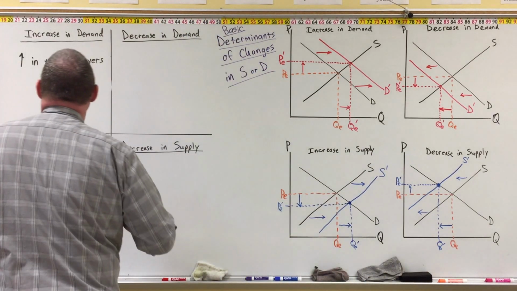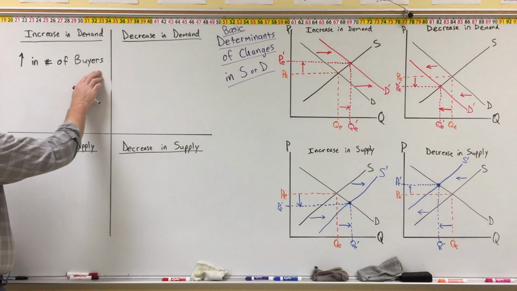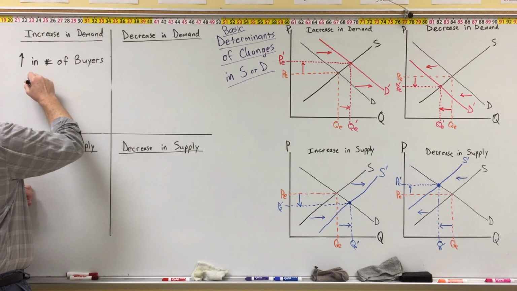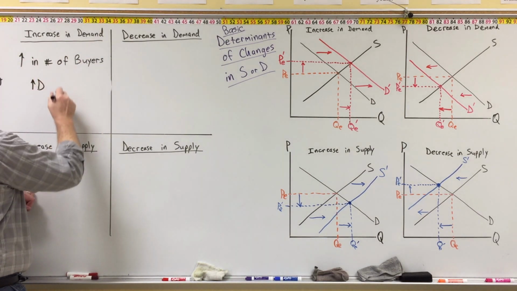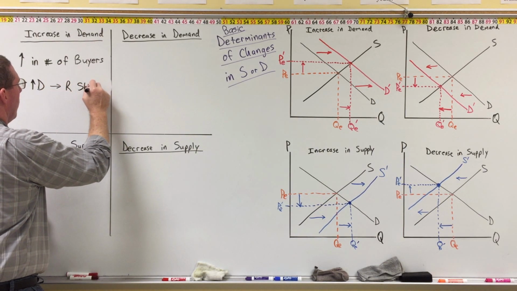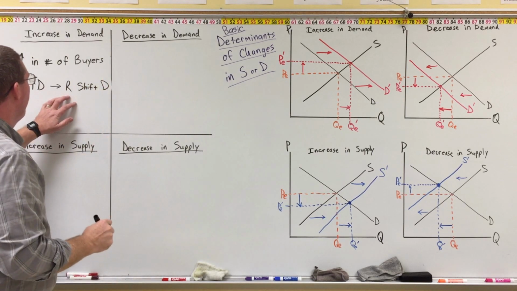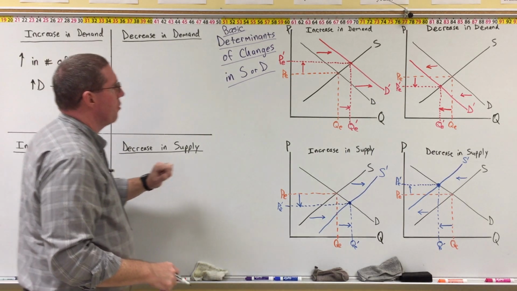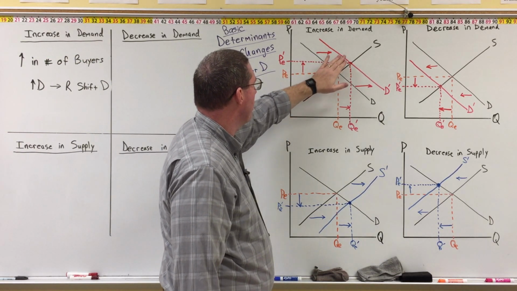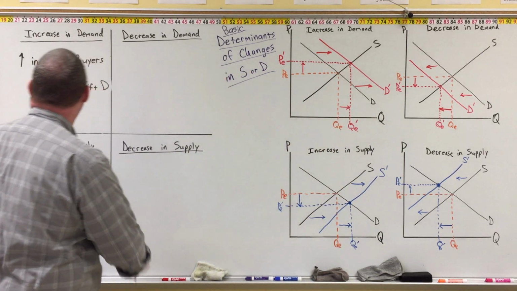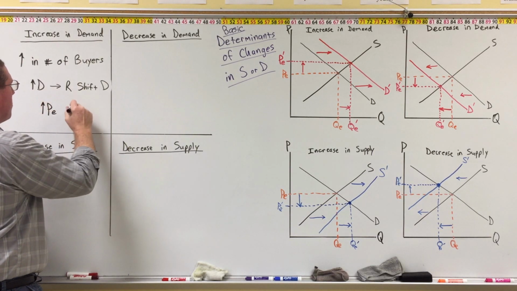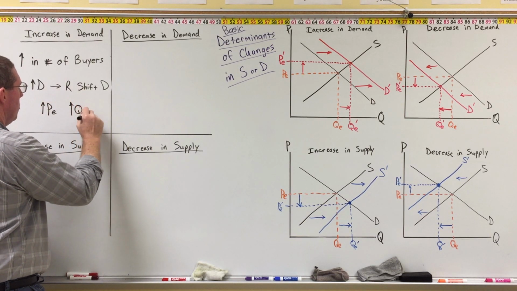Okay? So here's what happens. When there is an increase in the number of buyers in a market, that's going to result in an increase in demand, which will lead to a right shift of the demand curve. And when the demand curve shifts to the right, we're going to have a new intersection point, and that'll result in an increase in equilibrium price and an increase in equilibrium quantity.